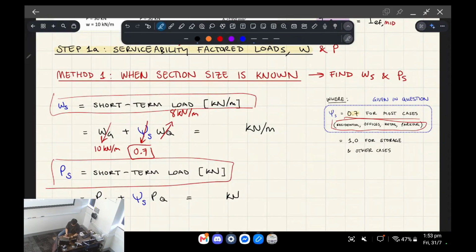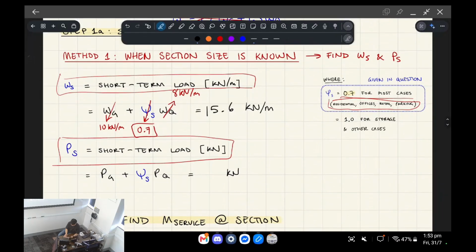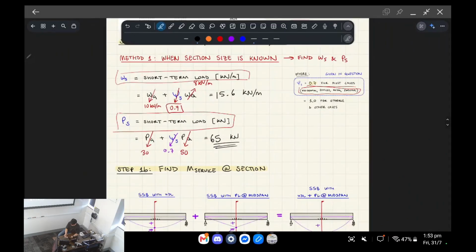When we calculate that, we get 15.6 kilonewtons per meter. And then for the point load, these are in different units, so we want to keep these separate. It's a different unit and it's a different shape as well. But it's the same phi s factor, right? It's still 0.7 for both. And then your short-term load is 65 kilonewtons.